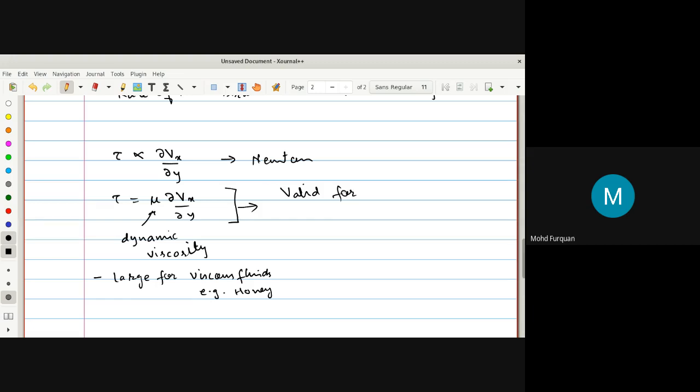fluids. So rather I should say that fluids which follow this law are called Newtonian fluids.